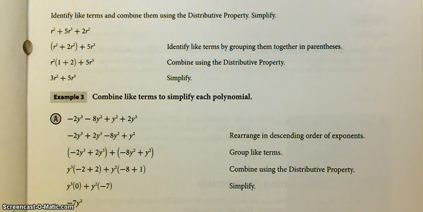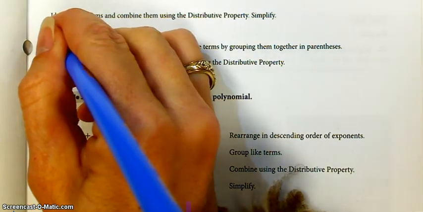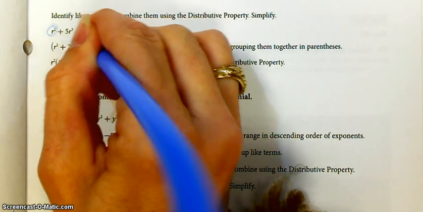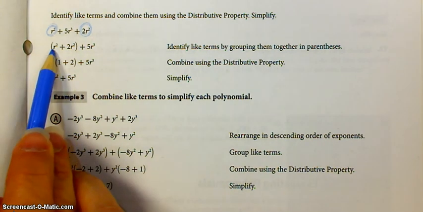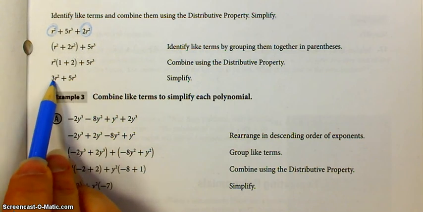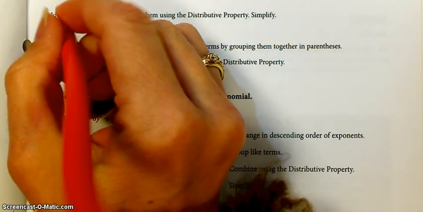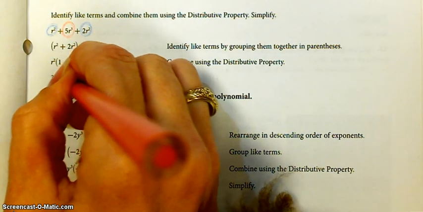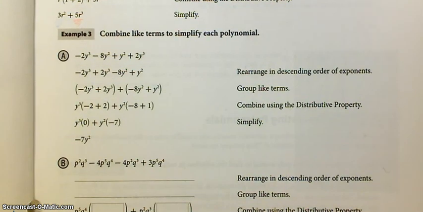All right, it says to identify the like terms and combine them using the distributive property and then simplify. Okay, so this is actually the one we already just looked at. So r squared and 2r squared both contain r raised to the same power, so you can combine those. That's 1r squared plus 2r squared, so that's going to give you 3r squared. And then this one, 5r to the third, is raised to a different power, so I can't combine it with the 3r squared.